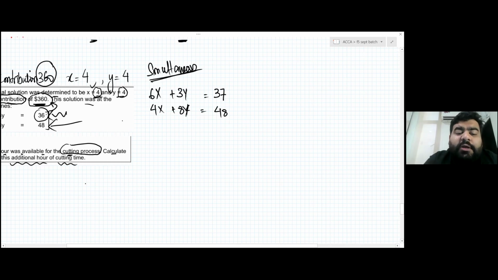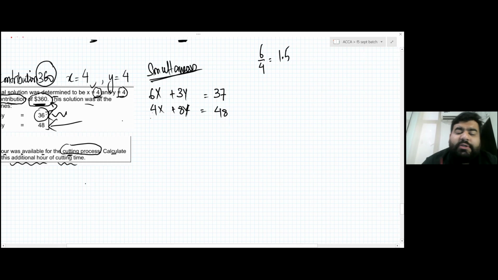One way is to take the bigger value from both equations, that is with x. The first equation has 6, the second equation has 4. What you can do is take this 6 and divide it by 4, so it will be 1.5. It means that if this 4 is multiplied by 1.5, you will get the answer 6, right?